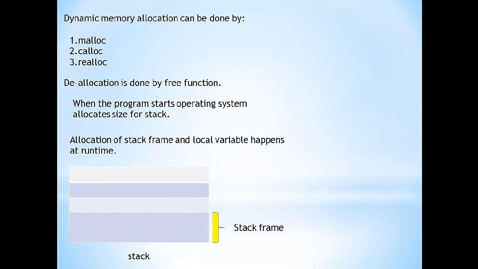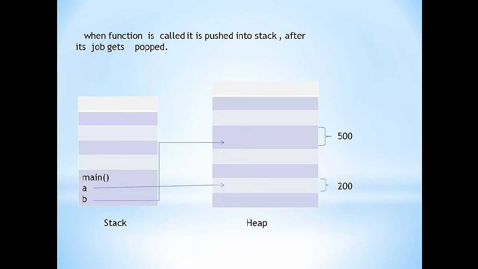Dynamic memory allocation can be done by malloc, calloc, and realloc. Deallocation is done by the free function. When the program starts, the operating system allocates size for stack. Allocation of stack frames and local variables happens at runtime. Here is a diagrammatic representation of stack, where the yellow mark represents a stack frame. When a function is called, it is pushed into the stack. After its job, it gets popped.